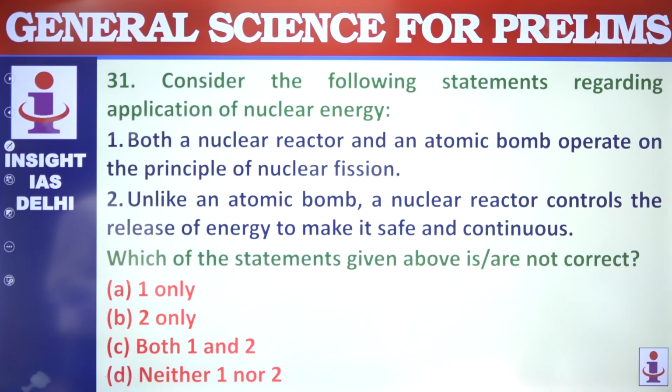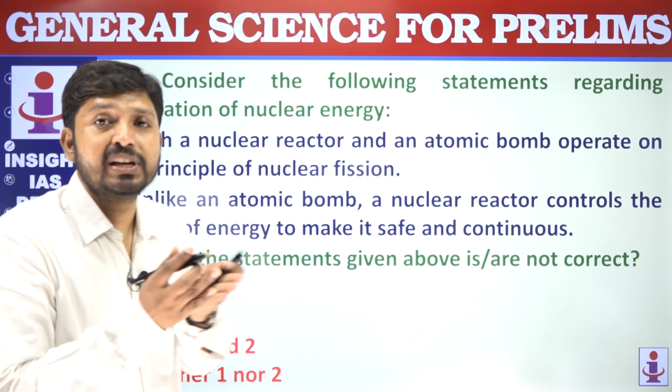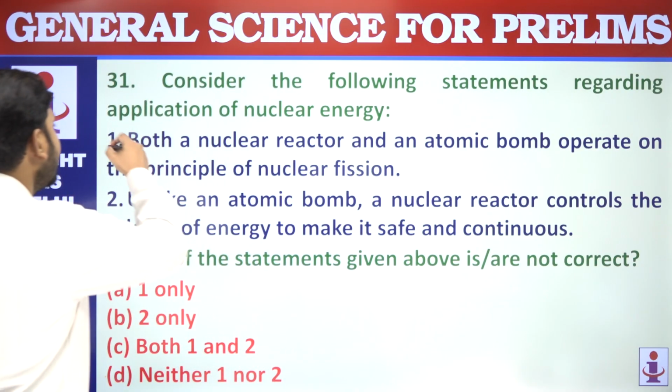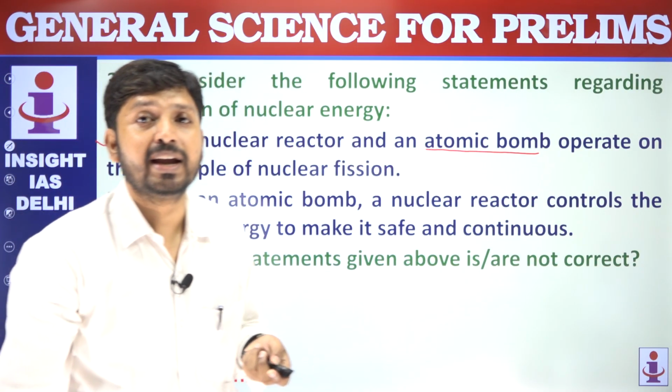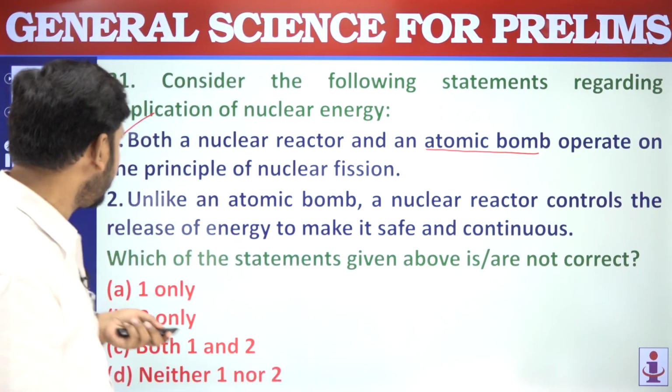Consider the following statements regarding the applications of nuclear energy. Let's read the statements. It is a direct, easy question. Both a nuclear reactor and an atomic bomb operate on the principle of nuclear fission. Earlier I have discussed fission reactions and fusion reactions, so this is the right statement. That is the atomic bomb. There is one more bomb which is called the hydrogen bomb. It is based on the principle of nuclear fusion.